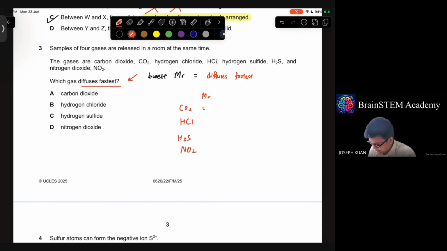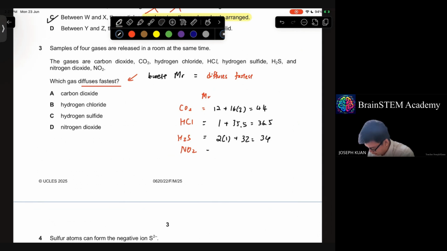So for carbon dioxide, it is 12 plus 16 times 2, which equates to 44. Hydrogen chloride will be 1 plus 35.5, which equates to 36.5. Hydrogen sulfide will be 2 times 1 plus 32, becomes 34. And nitrogen dioxide will be, let me check the periodic table, 14 plus 16 times 2. That equates to 46.